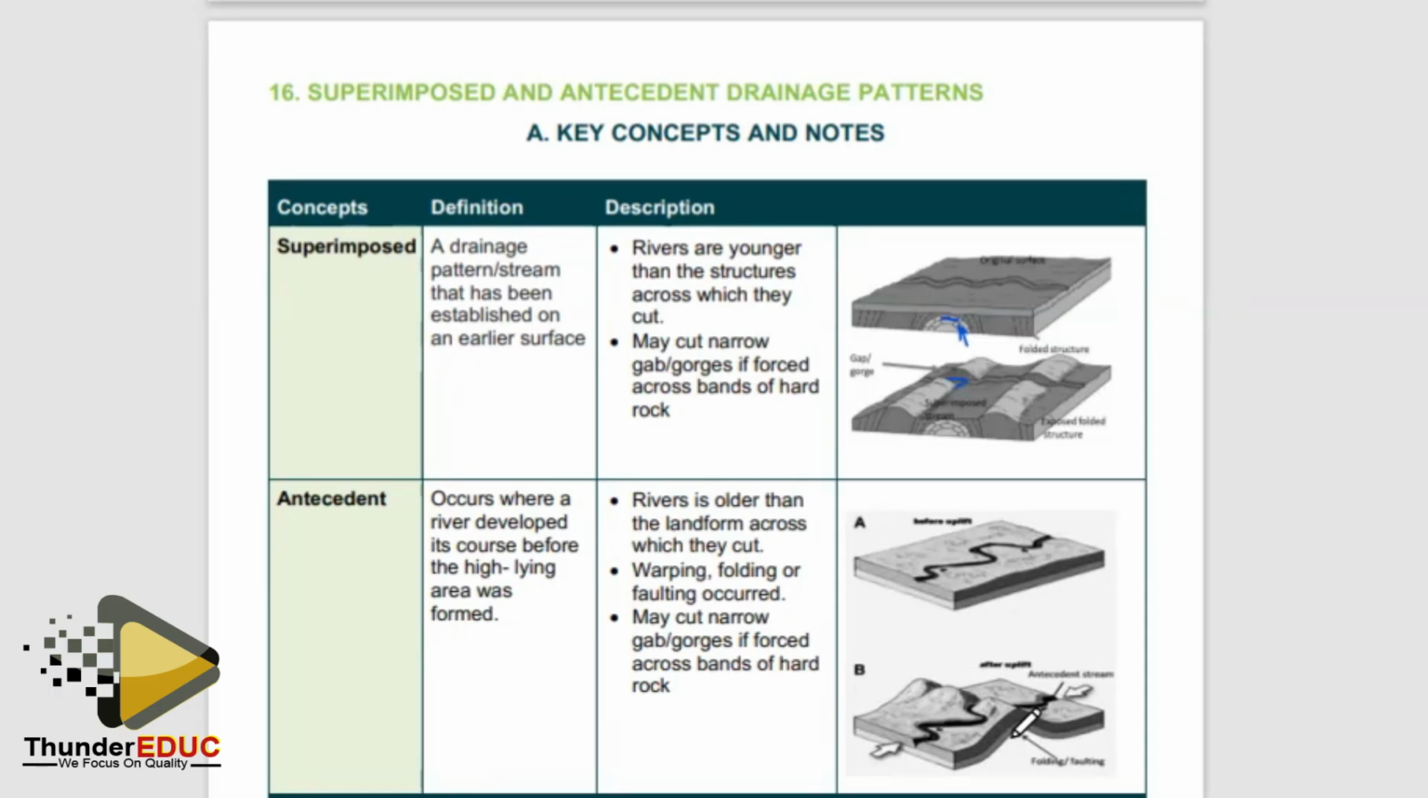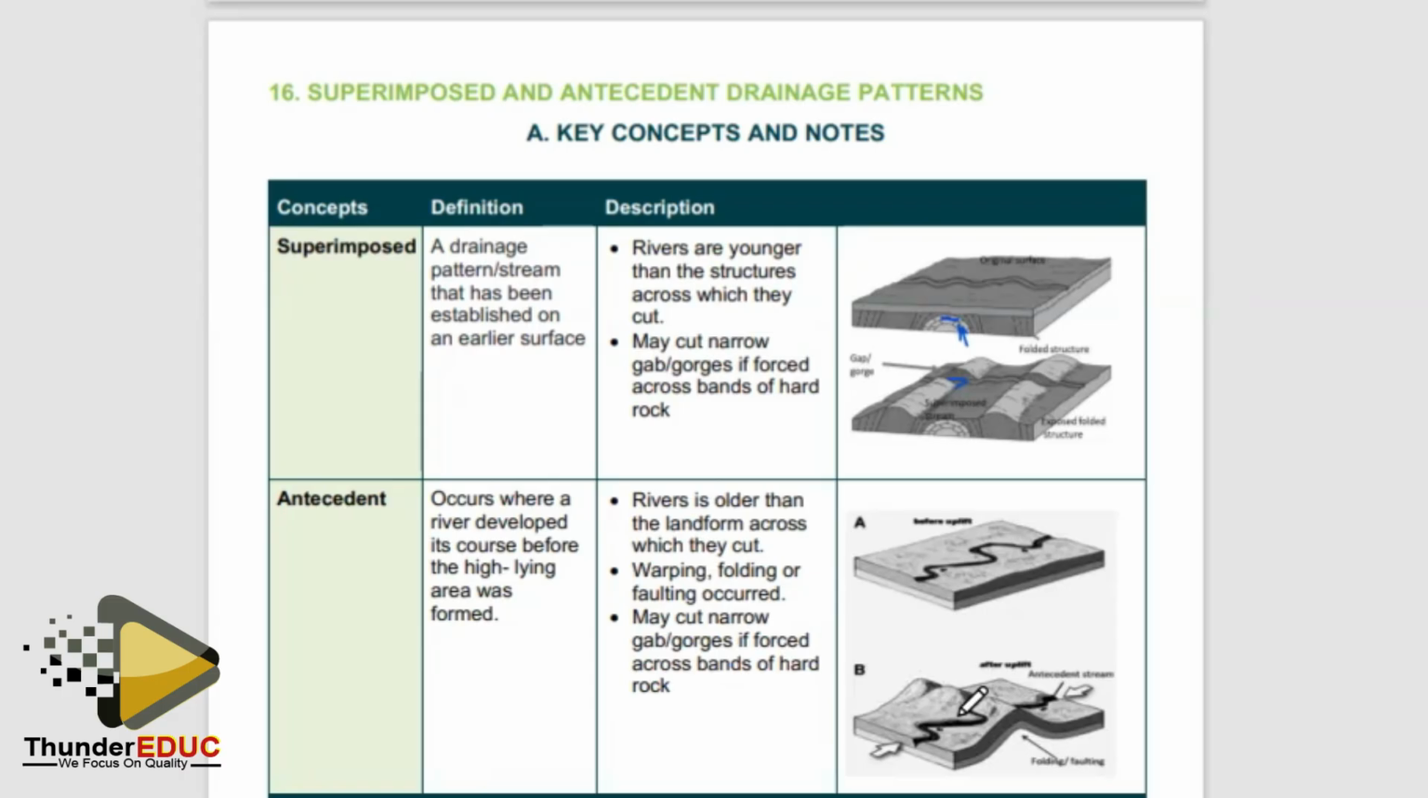But as the folding is happening, the river will also slowly manage to maintain its course by cutting through the area which is being uplifted, such that at the end, despite this whole area being uplifted, the river has created a gorge across the high-lying area. It has managed to cut across, because as the landform was being uplifted gradually, the river was maintaining its course, cutting through the area which is being uplifted. That is antecedents.